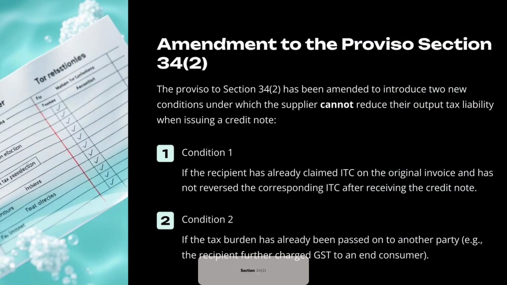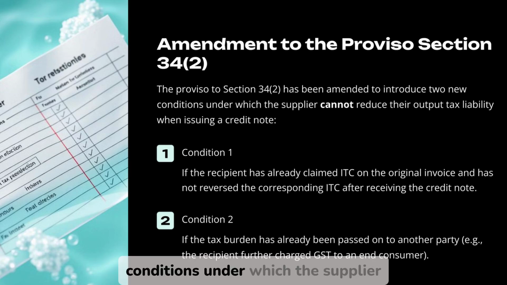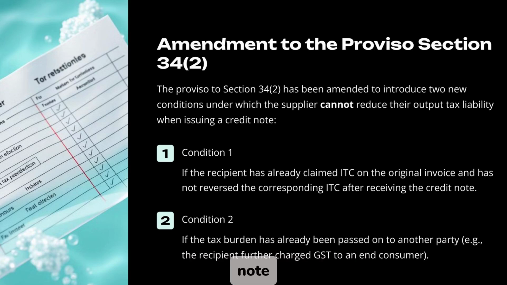Amendment to the Proviso Section 34(2). The proviso to Section 34(2) has been amended to introduce two new conditions under which the supplier cannot reduce their output tax liability when issuing a credit note.